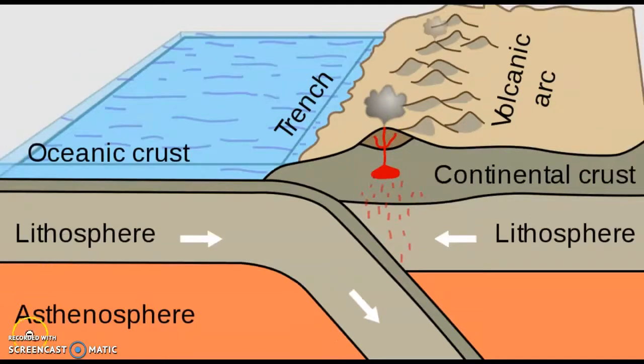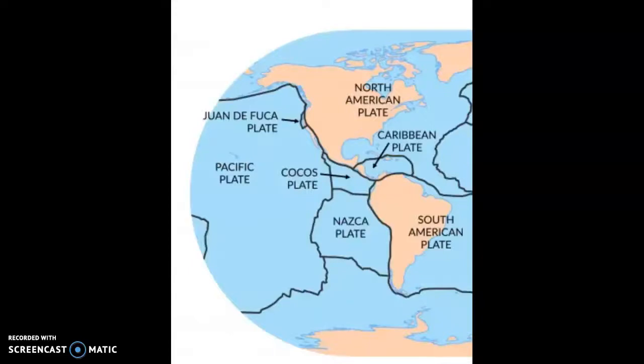Okay. Now, what I want to show you here are some examples of converging plates. This Juan de Fuca plate essentially converges with the North American plate. That is one example of two converging plates. We also have the Cocos plate converging with the Caribbean plate. And class, we also have the Nazca plate converging with the South American plate. So these are examples of converging plates.